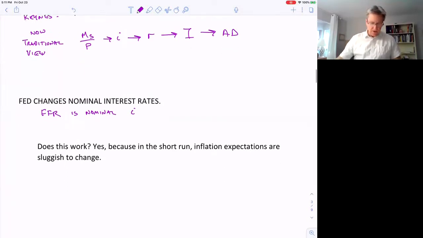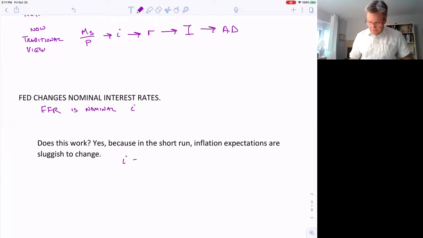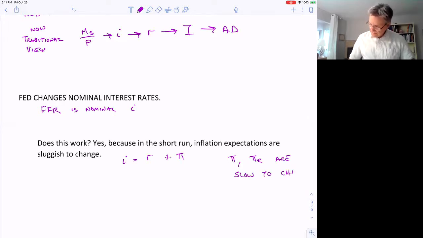And they can change the real interest rate because remember the Fisher equation, i equals r plus pi. The difference between the real rate and the nominal rate is inflation. And inflation is slow to change. So both inflation and inflation expectations are slow to change. So we can write this as i equals r plus pi, or i equals r plus expected inflation too.